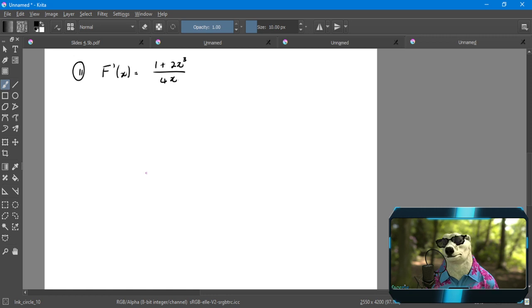All right, again, you are welcome to try and reverse engineer the quotient rule. It will not go well at all, which means I need to do something else. I need to see how I can simplify this. Well, this is 1 over 4x plus 2x cubed over 4x. I can simplify that further to 1 over 4 x to the negative 1 plus 1 half x squared.